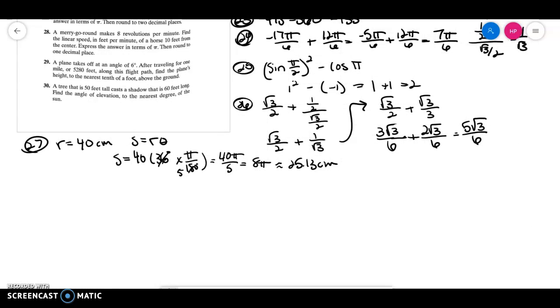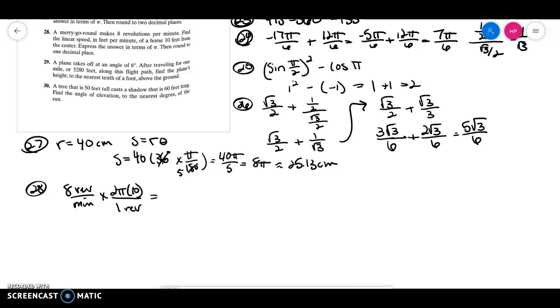And 28 was another one we could have skipped. A merry-go-round makes 8 revolutions per minute. That sounds like a fast merry-go-round for some reason. And so that's my speed, 8 revolutions per minute. And the horse that is 10 feet from the center, that's a fancy way to identify the radius. Each revolution that this makes is a full circumference. And circumference, if you remember from geometry, is 2 pi r. And so that's where that 10 comes into play, because that's the radius.